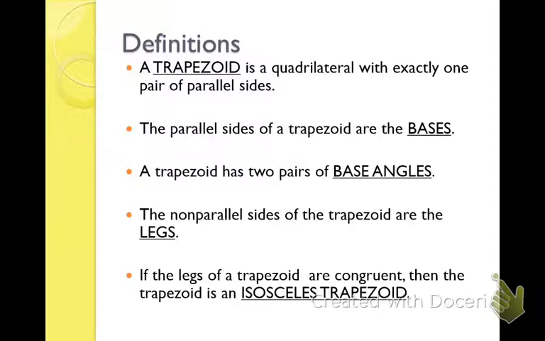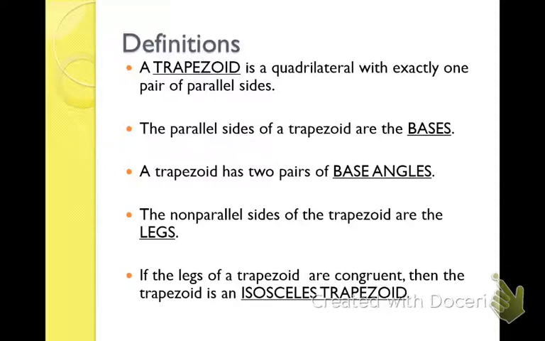Non-parallel sides of a trapezoid are called legs. So this is a leg, and that's a leg. The legs of a trapezoid, if they're congruent, then we have an isosceles trapezoid, right? So if these two were the same, it's an isosceles trapezoid.